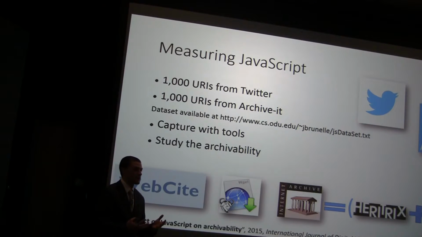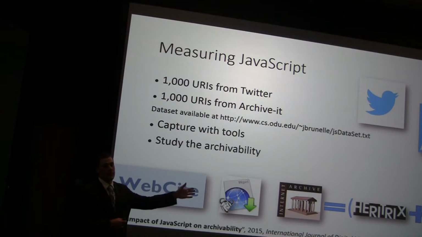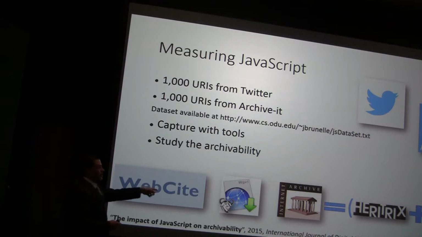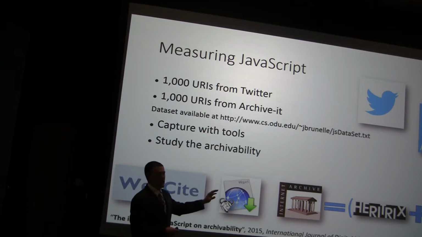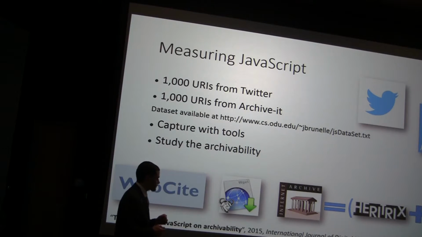To do this, we set up an experiment in which we sampled 1,000 URI-Rs from Twitter, the URIs that were shared over Twitter, and 1,000 URI-Rs that were represented in Archive-It, and we captured them with 3 different archival tools: the web page to time archiver, the wget command line tool, and then the Internet Archive suite of tools, which is crawling with the Heritrix crawler, and then viewing those mementos in the Wayback Machine.